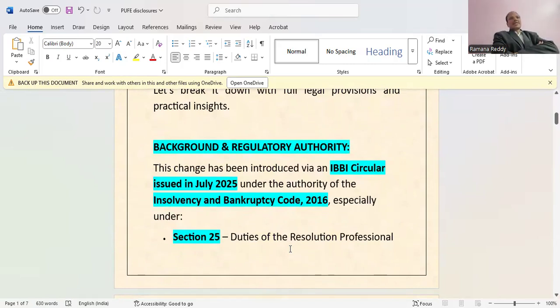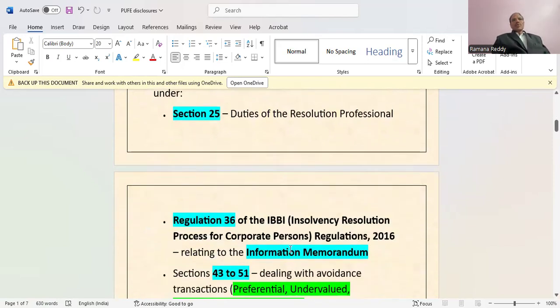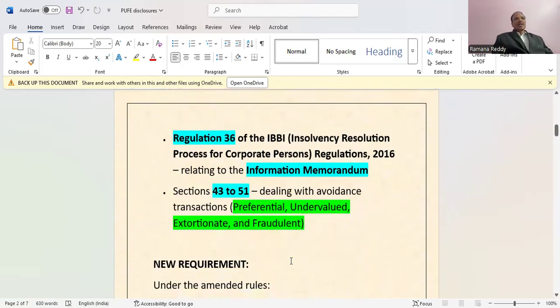Now we'll discuss the background and regulatory authority. This change has been introduced via an IBBI circular issued in July 2025 under the authority of the Insolvency and Bankruptcy Code 2016, especially under Section 25, Duties of the Resolution Professional. Regulation 36 of the IBBI Insolvency Resolution Process for Corporate Persons Regulations 2016 relates to the Information Memorandum, and Sections 43 to 51 deal with the avoidance transactions.